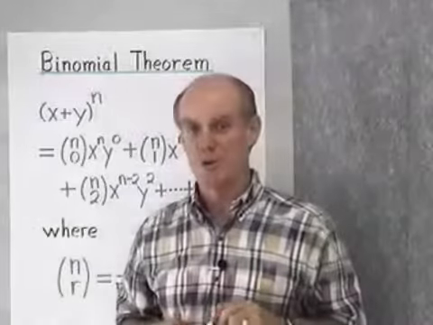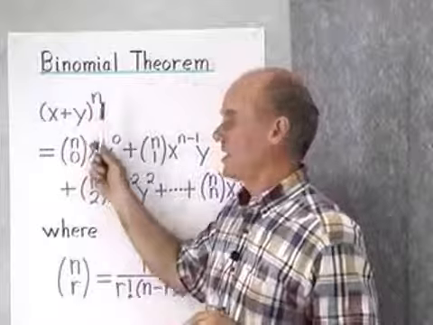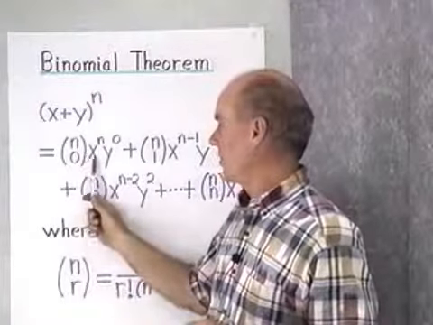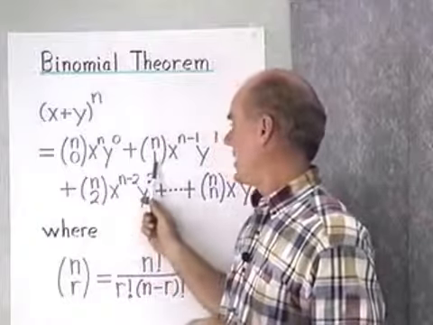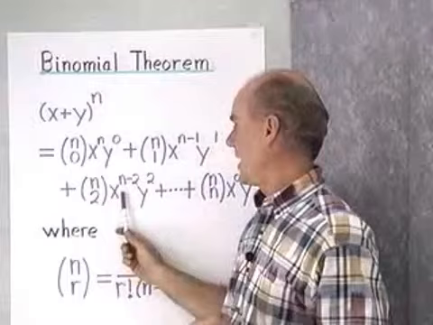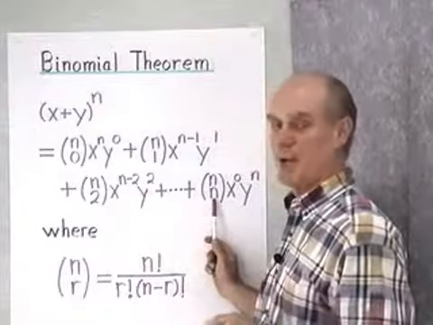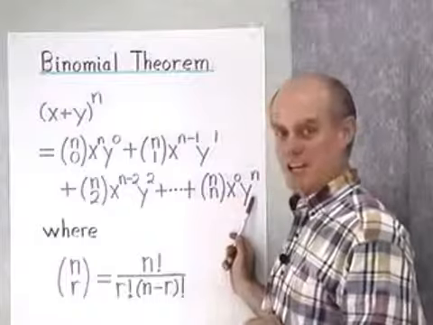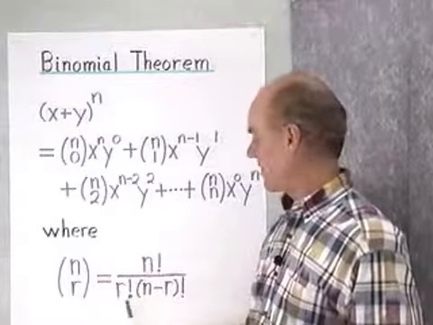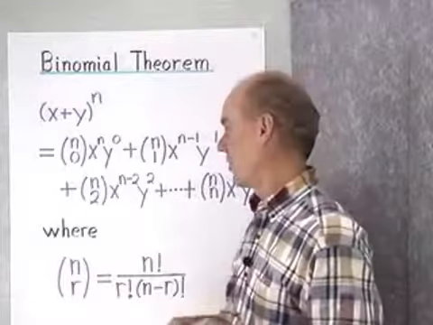I've written on the board here what's called the binomial theorem. And the binomial theorem says that (x + y) to the nth power, where n is a positive integer, is equal to n over 0, x to the n, y to the 0, plus n over 1, x to the n minus 1, y to the 1, plus n over 2, x to the n minus 2, y to the 2, and so on and so forth, out to n over n, x to the 0, y to the nth, where n over r is equal to n factorial divided by the product of r factorial and (n minus r) factorial.